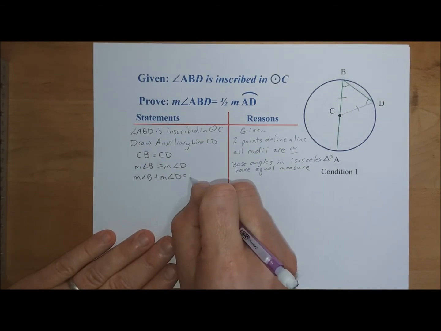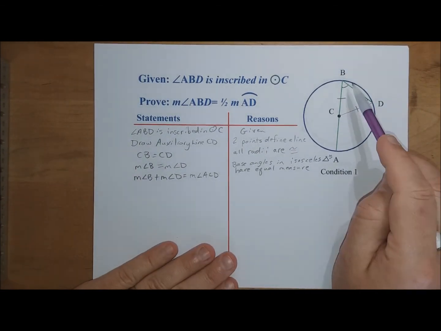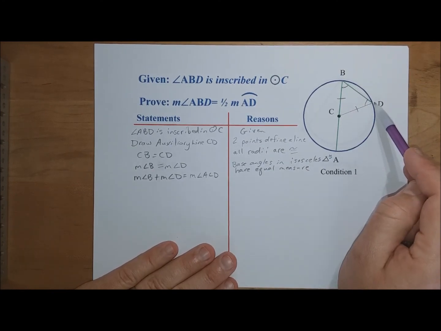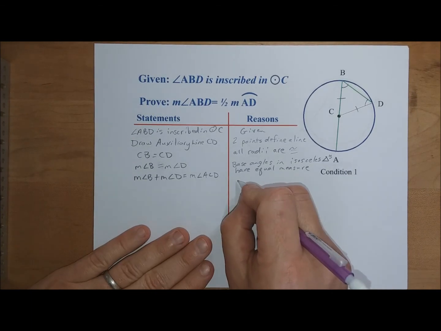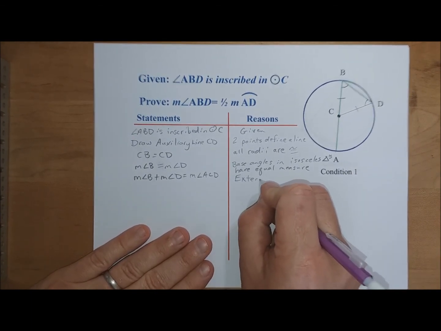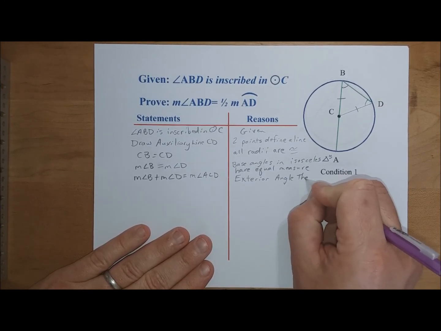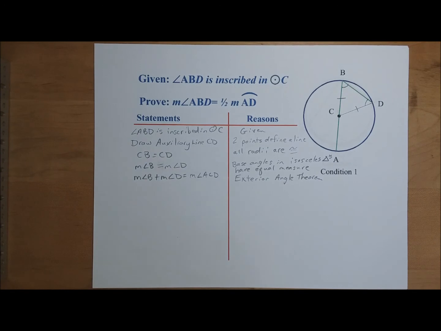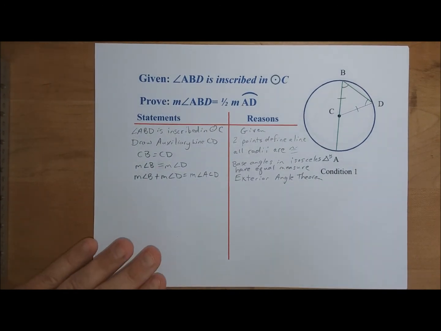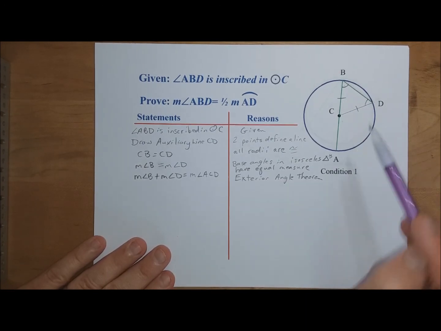It's going to add up to the measure of angle ACD. How do I know that? How do I know that these two angles add up to this angle here? Well, angle ACD is an exterior angle in this triangle. So this is the exterior angle theorem. Hopefully you remember that from chapter 5 when we did that unit on relationships and triangles. So I know these two angles add up to equal this one.